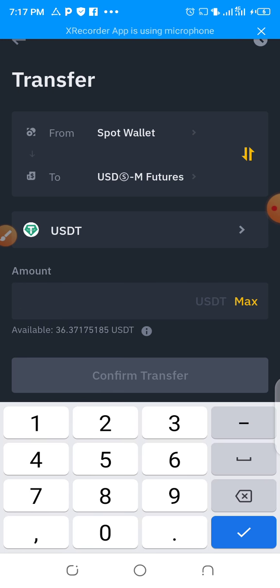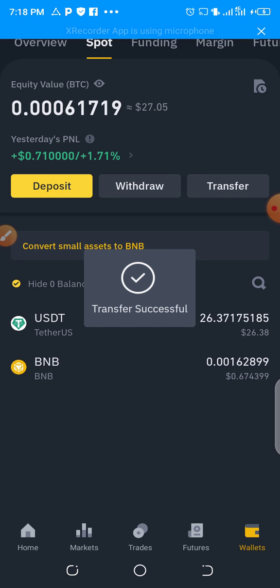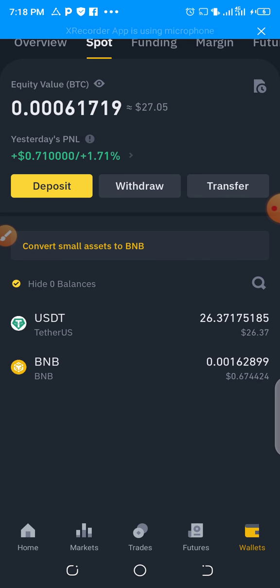Let me use $10 worth of USDT for this tutorial. I'm sending $10, so in the space where they wrote amount, I wrote $10. Then the next thing, click confirm transfer, and the money is transferred successfully. What I have in my spot wallet right now is $27. So I'm going to my futures wallet now to check.